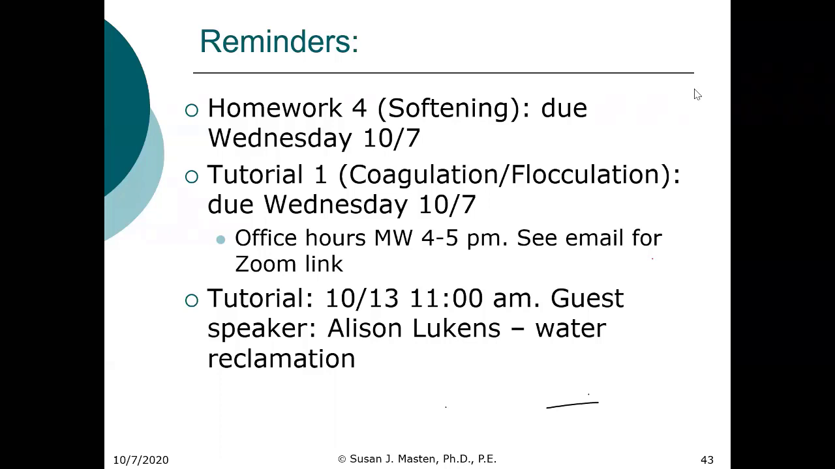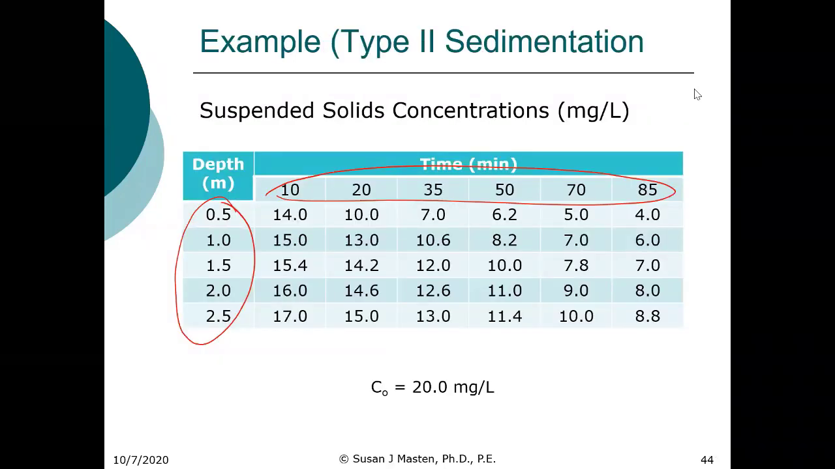Well, good morning. So we left off with this problem that I introduced on Monday. What we talked about was type 2 sedimentation, which is sedimentation where the particles flocculate as they settle. They flocculate, they get bigger, and then we see improved settling. Because there's no good theory for this, we rely on experimental data.